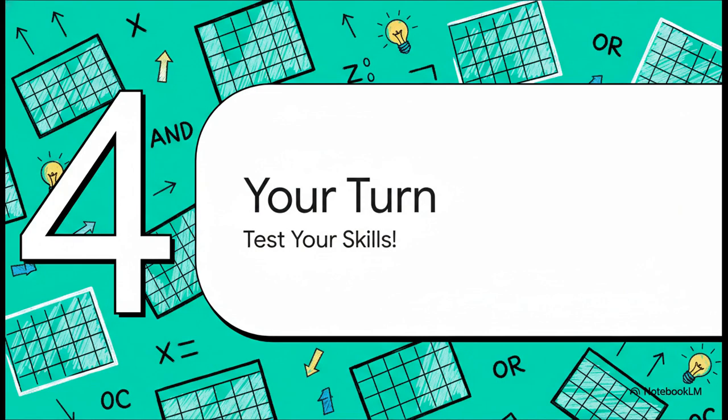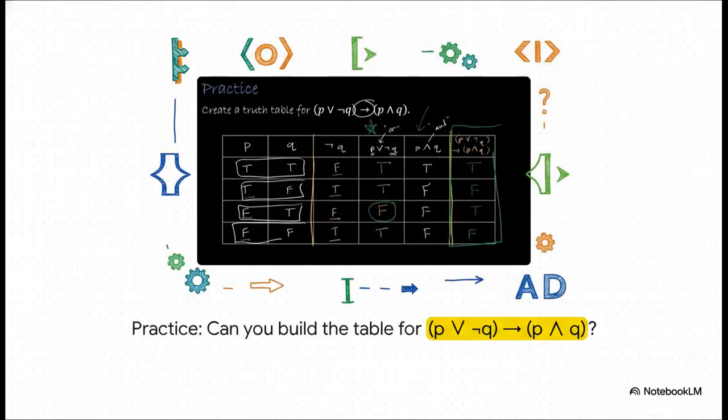Okay, so you've seen how it's done. Now it's time to put your new skills to the test. Seriously, the absolute best way to make these concepts stick is to get your hands dirty and build one yourself. Here's a new challenge for you. Can you build the truth table for this one? P or not Q implies P and Q. Go ahead and pause here and give it a shot.